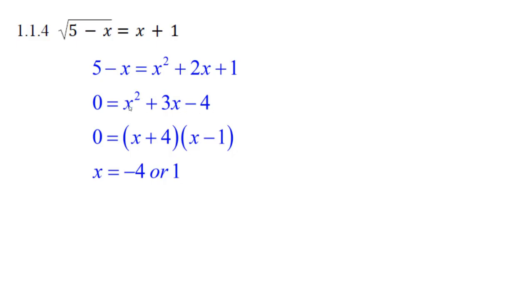we've got to factor this. So we write x times x is x squared, 4 times 1 is 4, but we have to get plus 3x, so that's why we put the plus there. Plus 4x minus x, the inside and outside, they're going to give me that nice plus 3x. And now I'm looking at my two solutions, minus 4 and 1.